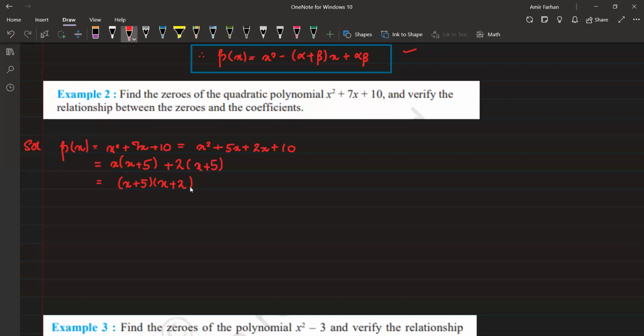Now Ifra, tell me, how do we find out the zeros of the polynomial if we got the factors? Sir, x plus 5 equals to 0, or x plus 2 equals to 0. Yes, very good. And x is equal to minus 5. Very good. x is equal to minus 2.